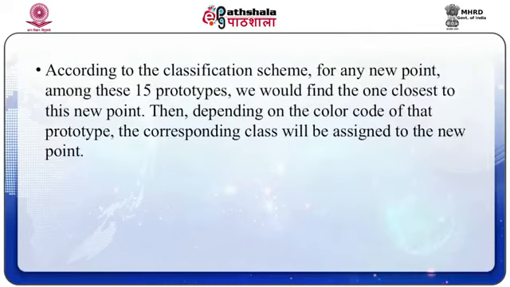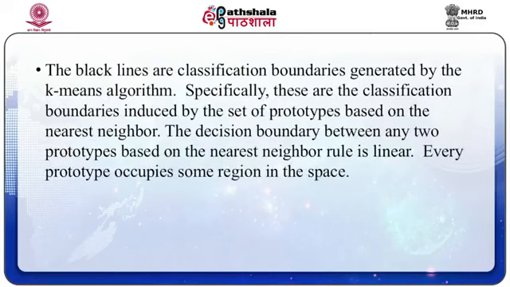According to the classification scheme, for any new point, among these 15 prototypes we would find the one closest to this new point. Then, depending on the color code of the prototype, the corresponding class is assigned to the new point. The black lines are classification boundaries generated by the k-means algorithm. Specifically, these are the classification boundaries induced by the set of prototypes based on the nearest neighbor.